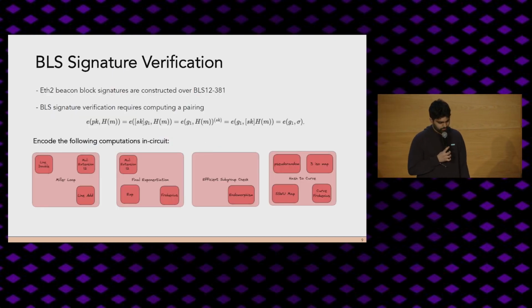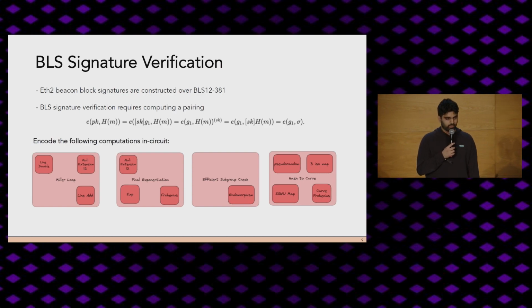Okay, now let's go into the BLS signature verification. As many of you know, the ETH2 beacon block signatures are constructed over BLS12-381, and the BLS signature verification algorithm uses a pairing. There's a bunch of different components within the pairing. First, the Miller loop contains things like line add or line double, and then evaluating those. But all these operations are in your 12th degree extension. The final exponentiation also requires simple exponentiation, doing Frobenius, and these operations over the 12th degree extension as well.